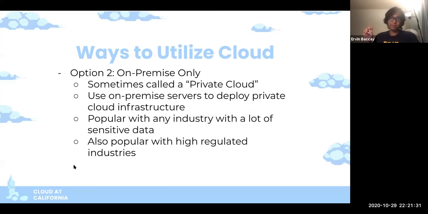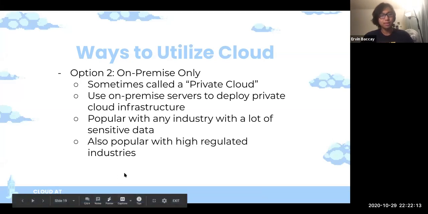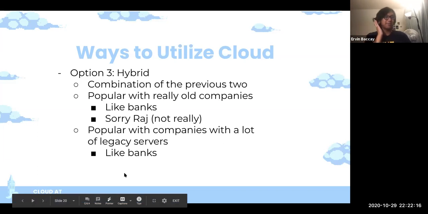Next up, you have your on-premise solution only, which is you only using your own servers that you manage yourself. This is sometimes called the private cloud, since it's just your servers on your own network. This is popular with any industry which has a lot of sensitive or highly regulated data. One big example is insurance companies. There are a lot of laws that deal with how you manage insurance data, so it's a lot easier to comply with just your own servers than having a different entity, in the case of AWS or GCP, deal with that for you. So that's really popular with insurance companies or government contractors as well.